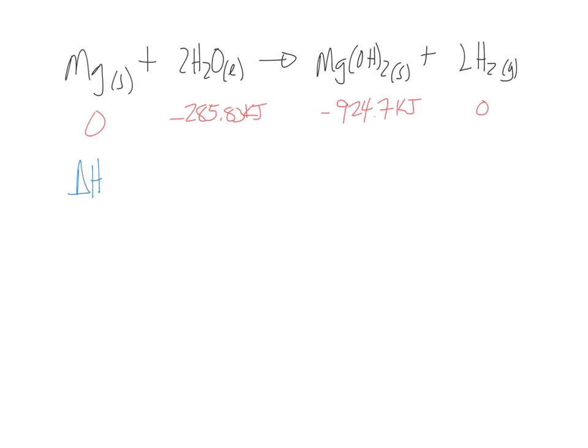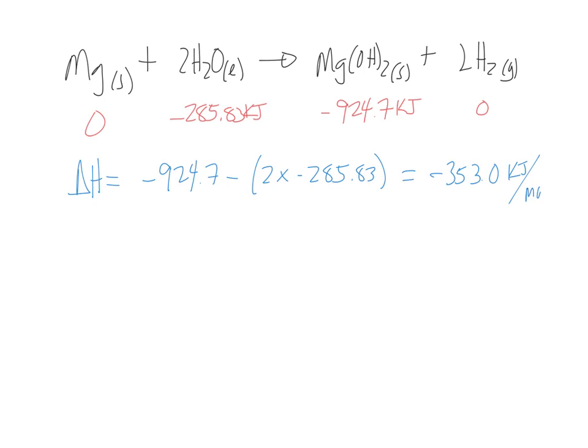So this is problem 102. We have to find the enthalpy of reaction here. And so we've got the enthalpies of formation from Appendix C. Subtract reactants from products, and you get negative 353.0 kilojoules per mole of magnesium. And that's part A.